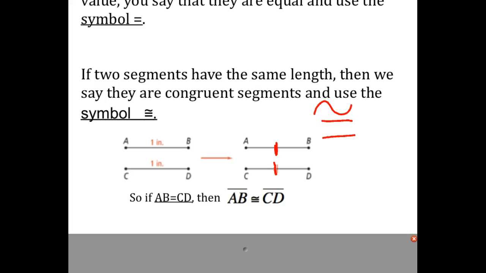Now, when you use an equal sign, notice there's nothing above because you're talking about how long something is. But when you're talking about congruent, you put that segment bar above because I don't actually know how long they are. I just know that they're the same. So if you want to think about it, an equal sign doesn't have anything else above it, so neither should the names of your segments. But when you're talking about congruent, you have that extra swoop, so you want to have those extra segment bars above as well.